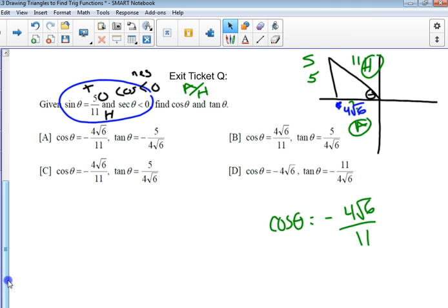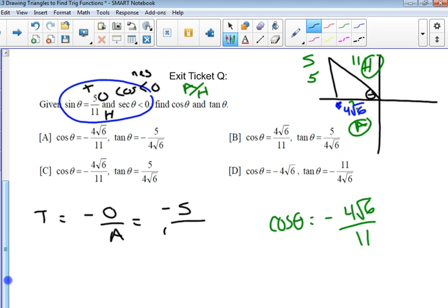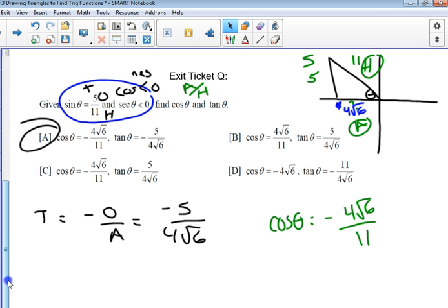And when we do tangent, you're also going to be a negative, right? Opposite over adjacent should be negative 5 over 4 radical 6. I kind of don't like how they left the radical in the bottom. You guys don't really see that, but this would be A. That was really good. Great, great work.